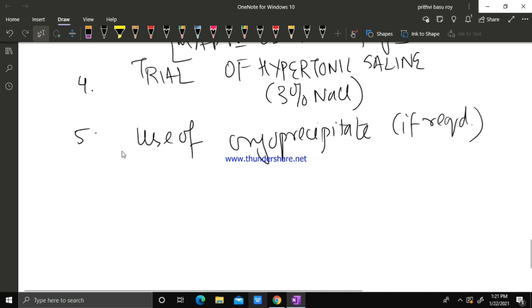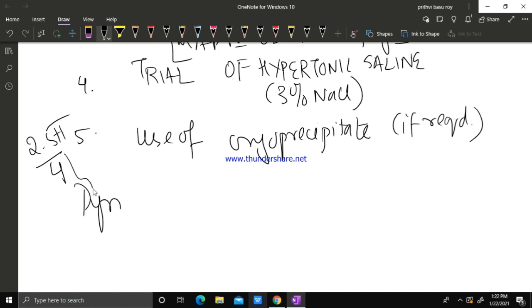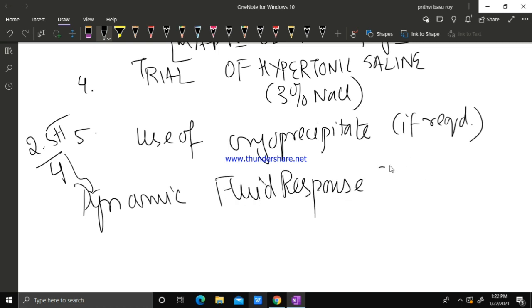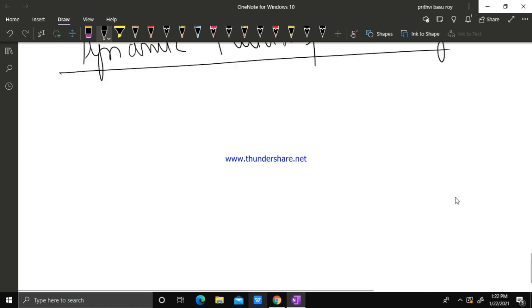Next is, you've understood the 5 points. Adding to this, suppose this is a 4-mark question, this will give you 2.5. When you write the next thing, it will immediately give you +1 if you write the next part, that is dynamic fluid response. What is this theory of dynamic fluid response? It's very important to know.